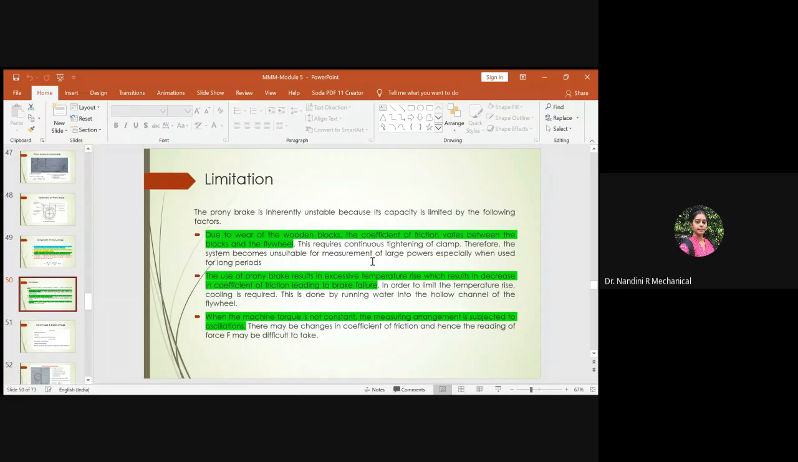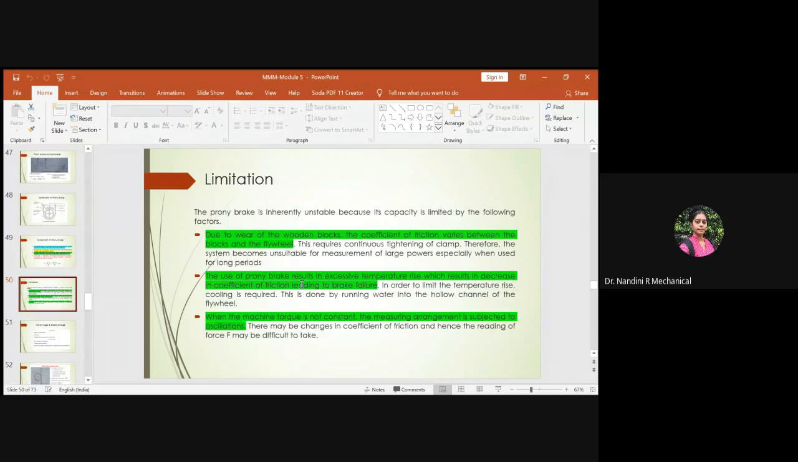But when you use this Prony brake dynamometer to measure a large amount of power for a long period of time, it results in continuous wear of the wooden blocks. Even though the tightening mechanism is used to tighten properly, there will be constant variation in the coefficient of friction, and as a result it will not be suitable for measuring large powers for a continuous period of time. So this is one of the limitations.